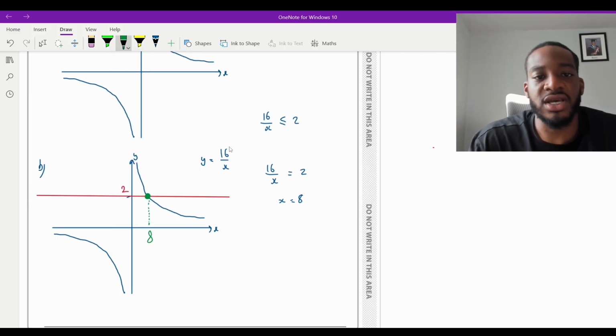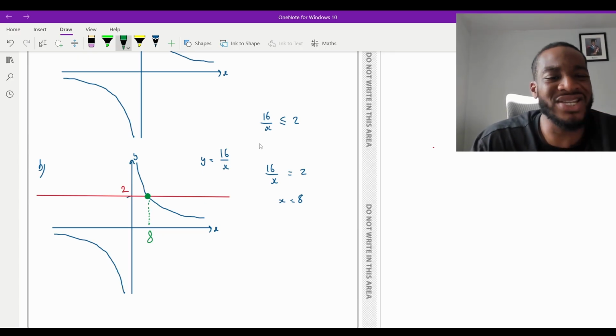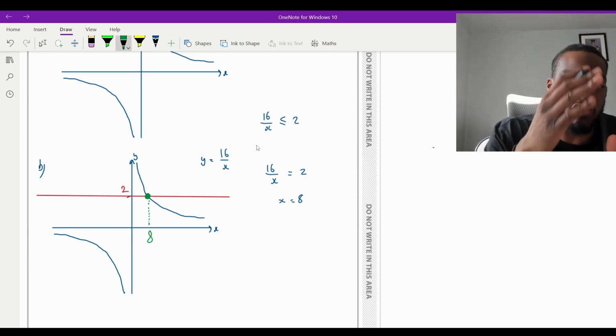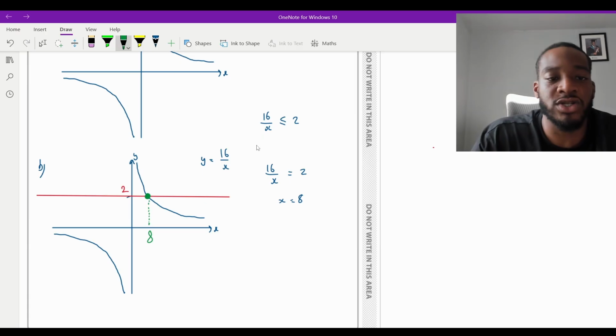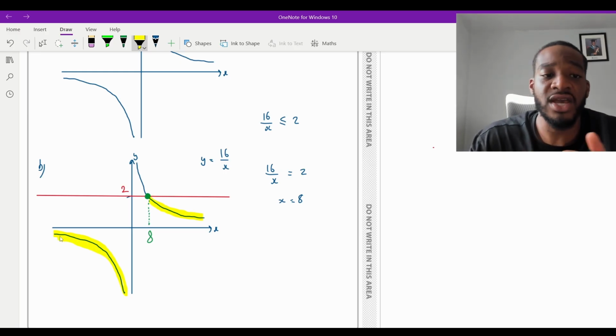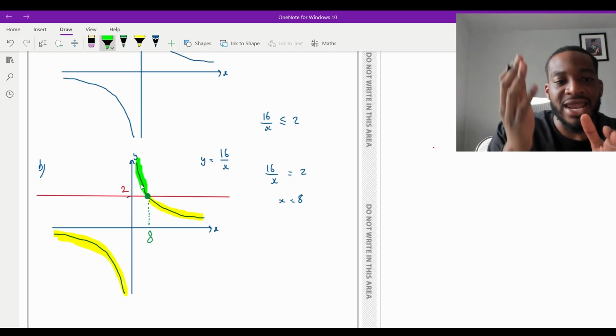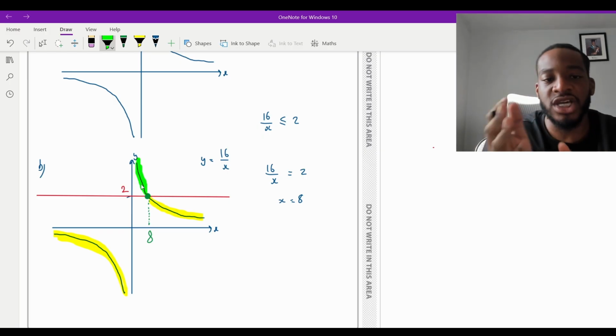Now, looking at the inequality, it says we need to solve 16 over x is less than or equal to 2. So we know where it's equal: when x is 8. Where is it less than? In other words, where is the graph underneath the horizontal line? We can see quite clearly it happens here, and it also happens here. These parts of the graph are where the curve is underneath the red line, and it's greater than for this part here. It's always good to highlight or distinguish each part.